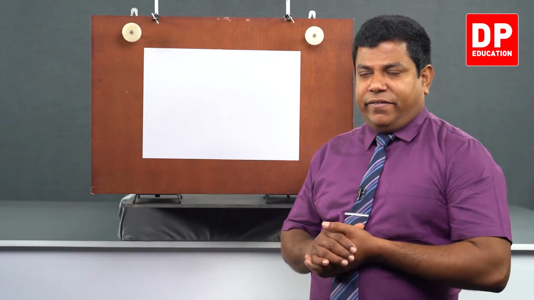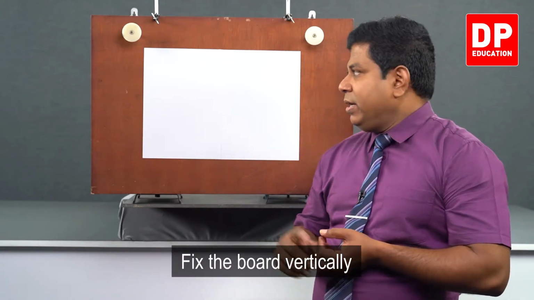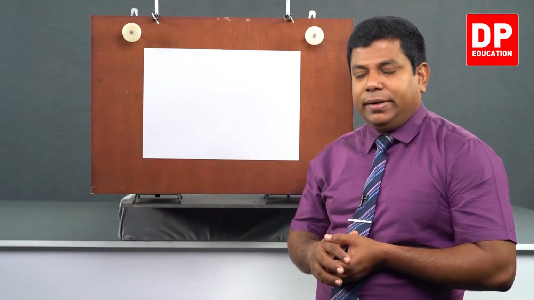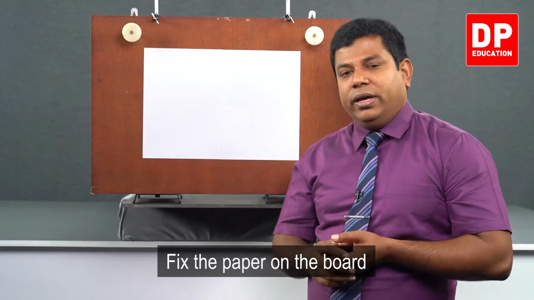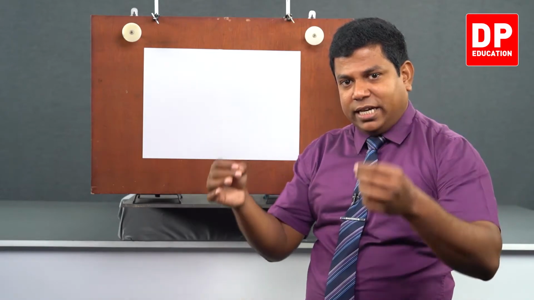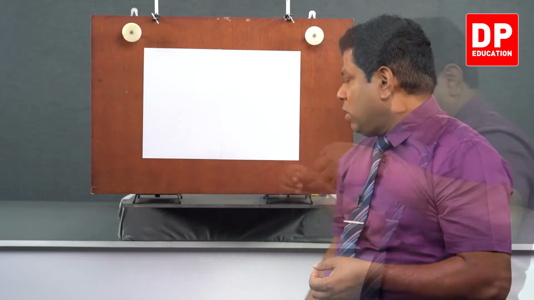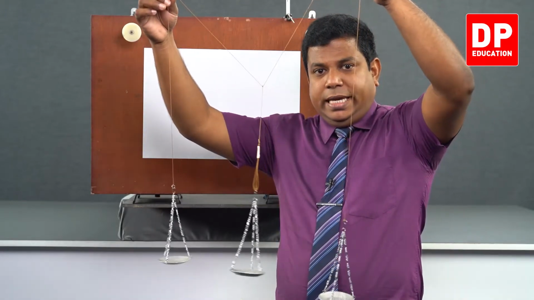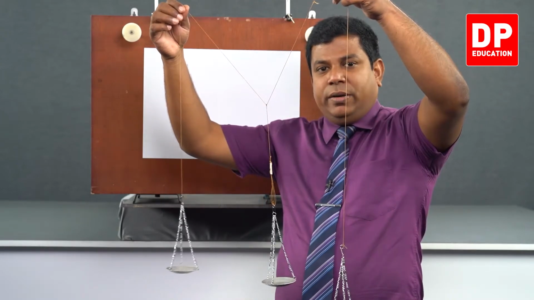Students, you can see I have fixed the drawing board on a vertical plane. The pulleys are already fixed on the board. The board is on a vertical plane, and I have fixed this sheet also on the board. Now what should I do? I should hang the strings and the plates so that I can put different weights and see. You can see these are the 3 plates and the strings connected. Let me put them over the pulleys.